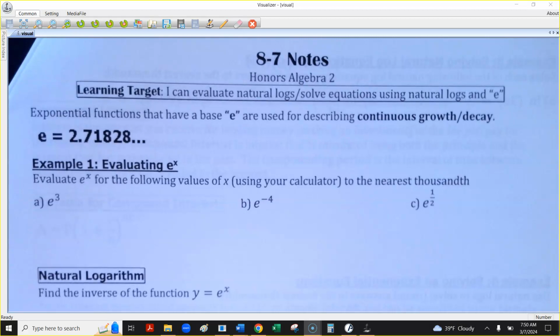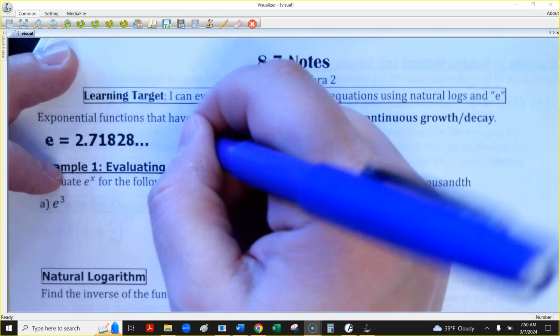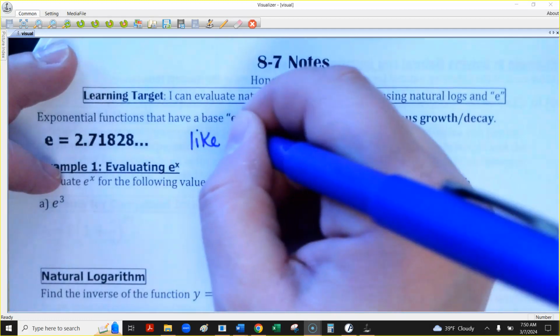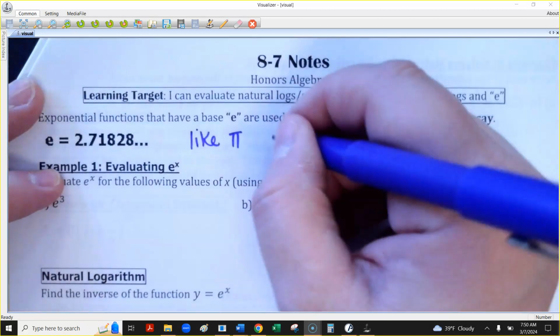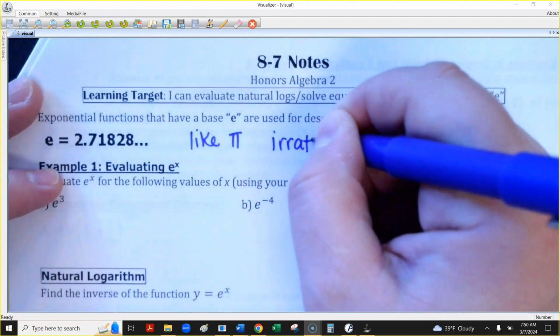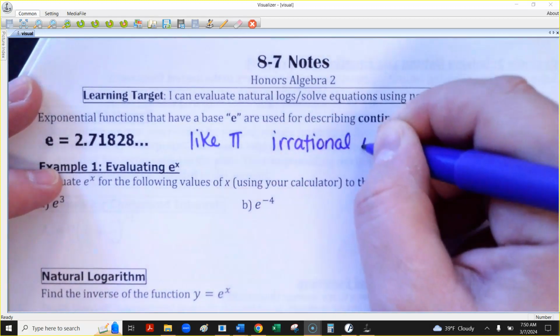Solve for. E is not a variable. This is, I want to say, like pi, where it's got a decimal that goes on forever with no pattern. There's no way to write it as a fraction. The E value, it's what we call an irrational number.